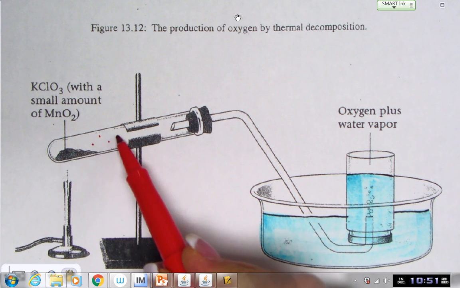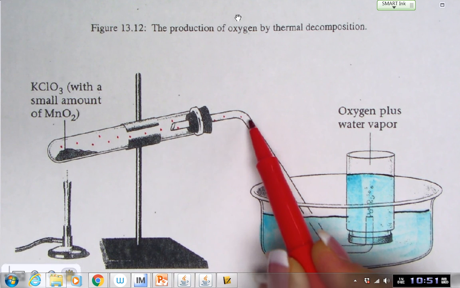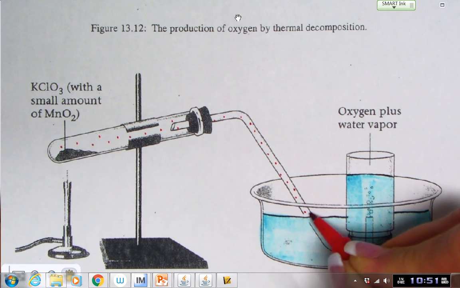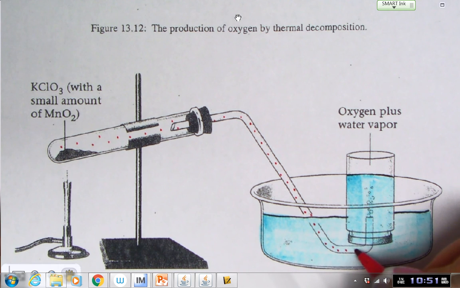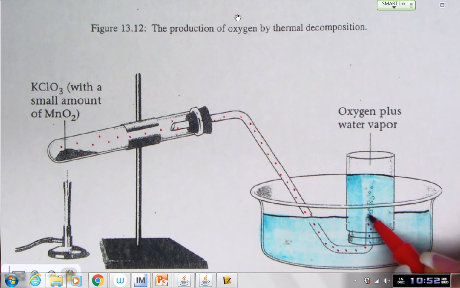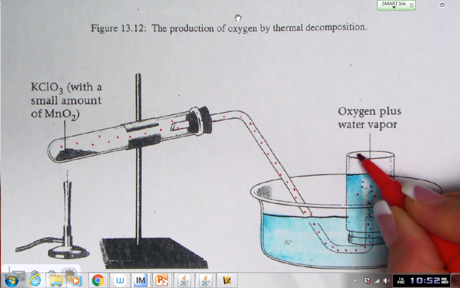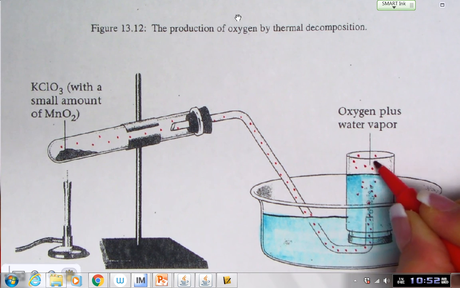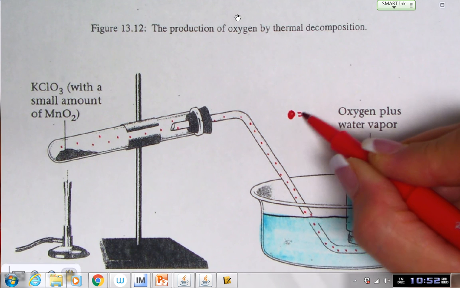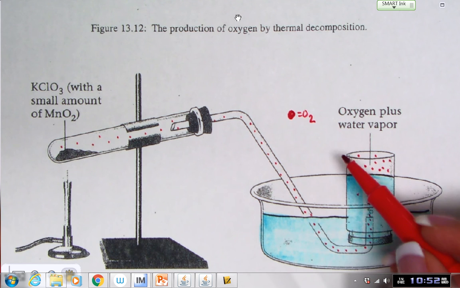As this substance here is heated, the potassium chlorate, the oxygen gas, I'm going to let this be represented here by the little red dots. This is the gas traveling through this little tiny tubing. As it is being collected here, it will bubble up through the water and eventually make its way to where it will push the water out. So we're collecting oxygen here, in our canister. So the oxygen has a partial pressure.